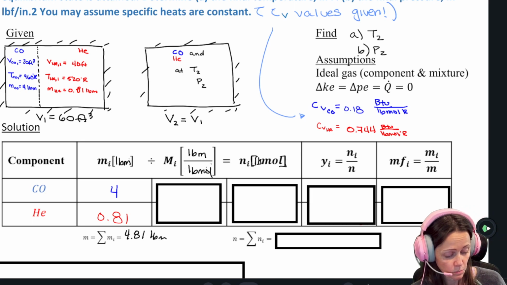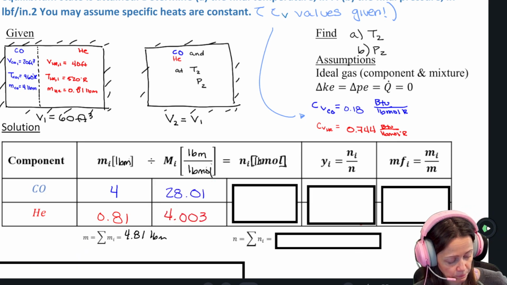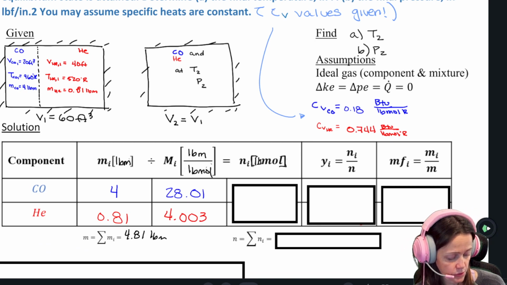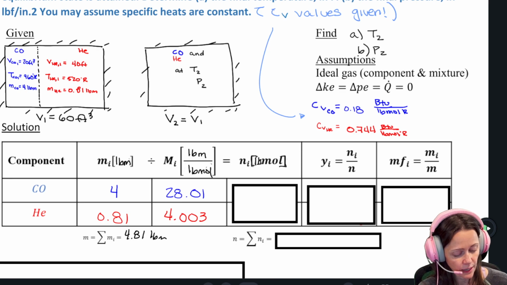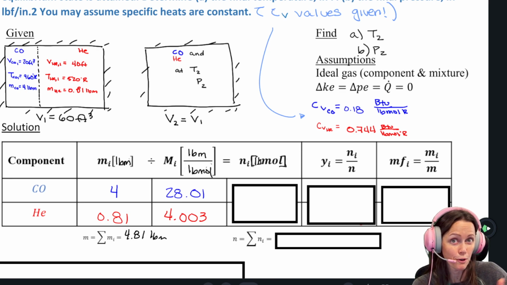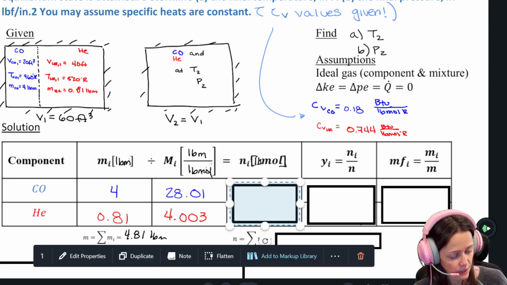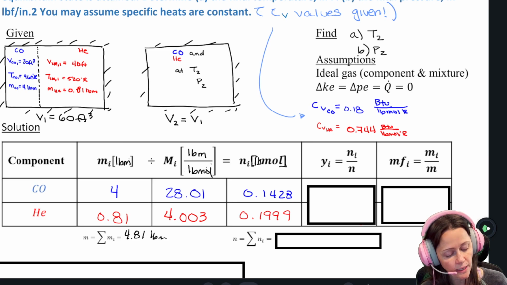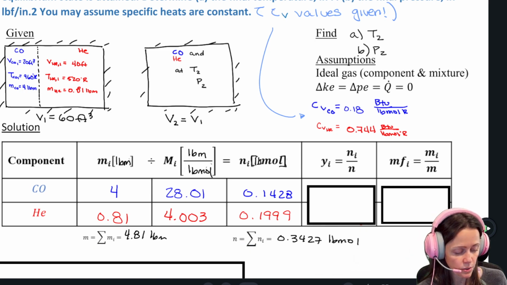I can also get the molar mass that's in table A1E. So carbon monoxide and helium are in there. And then I could just work my way from the left to the right on that table and get the number of moles, right? 4 divided by 28.01, 0.81 divided by 4.003, and that'll give me the number of pound moles for each of those components. And then you can add those up, get the total number of pound moles, and from there you can calculate the mole fraction if you need it.